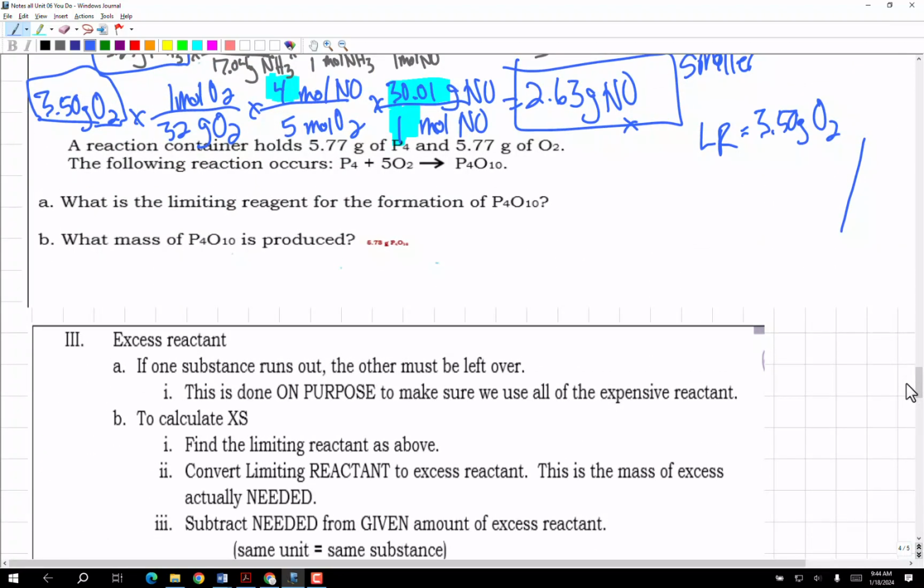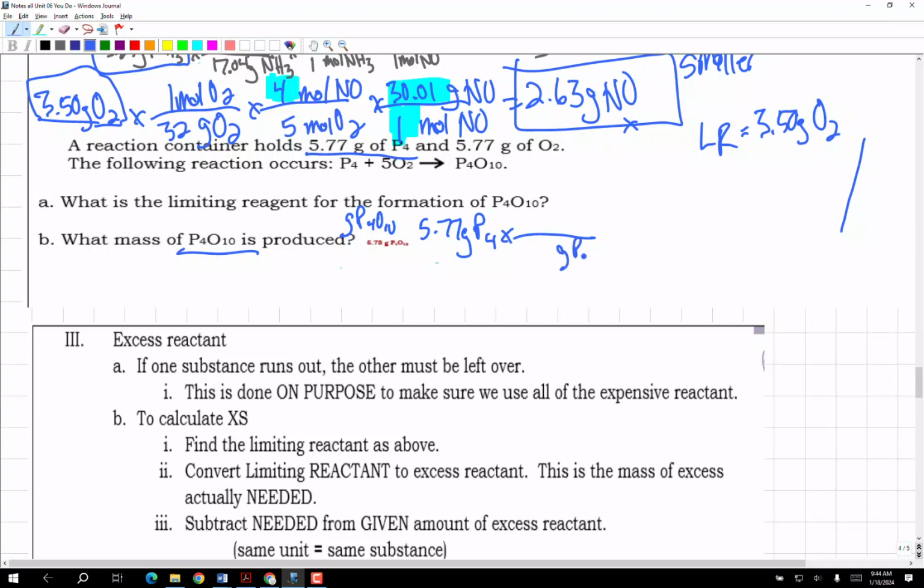Good. So a reaction container holds 5.77 grams of P4 and 5.77 grams of O2. The following reaction occurs. What is the limiting reactant for formation of P4O10? And what mass of P4O10 is produced? So I'm going to convert them both into grams of P4O10. Okay? So I'm going to start right here with 5.77 grams of P4. Okay? I'm going to convert it into grams of P4O10.